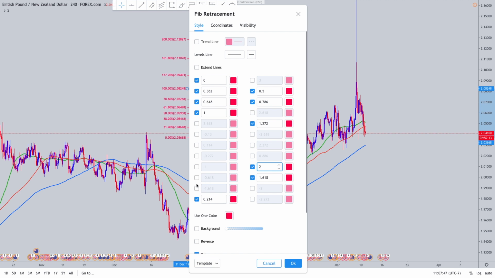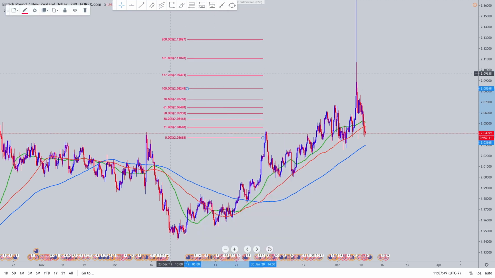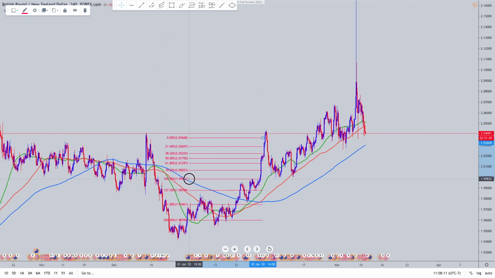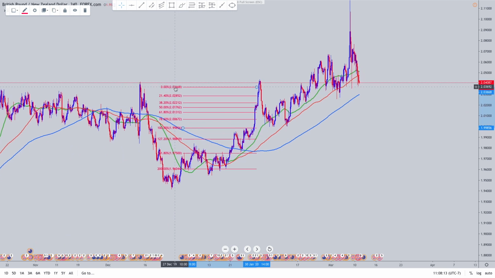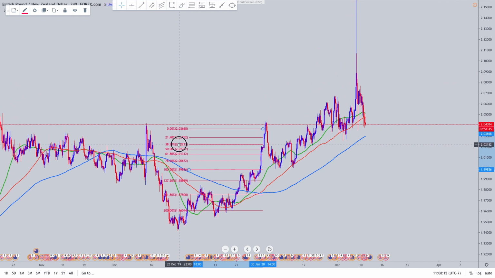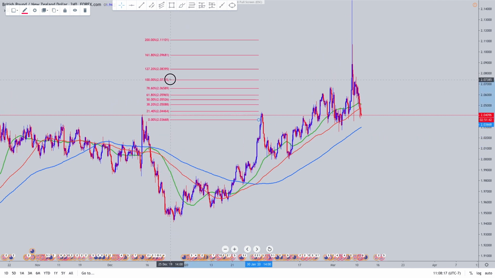And some people like doing the negatives, right? So you have the 127.2, and then they have the negative of that, and then the negative 161.8. However, I just find that clutters up the charts, and there's really no reason to use that because I know which direction I'm looking at taking this, right? I know if I'm trying to go long or short. So I just draw my fib accordingly, and my extension levels will already be down there or up there.